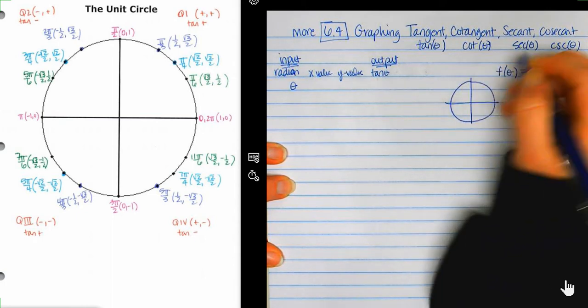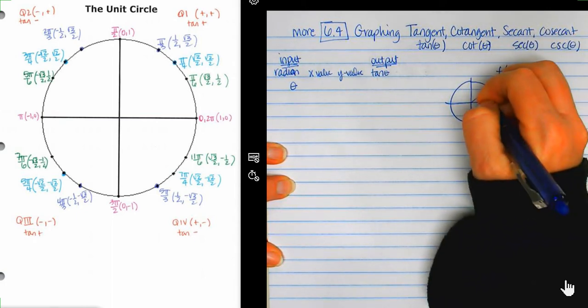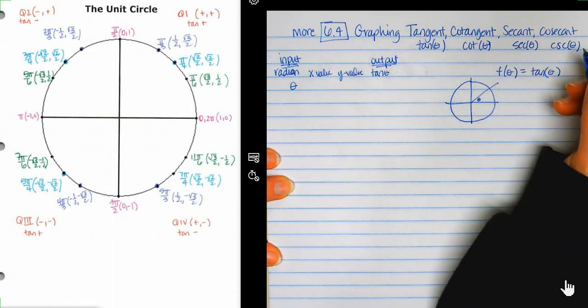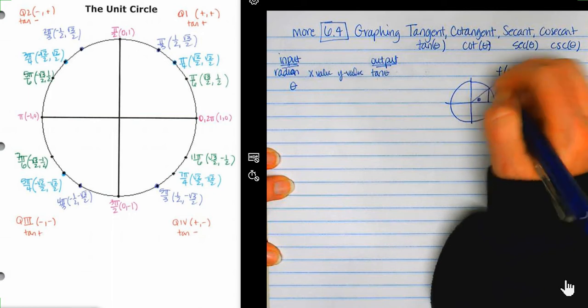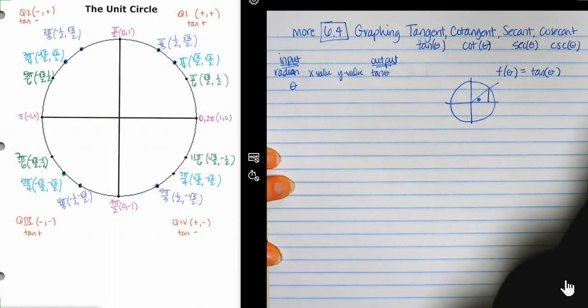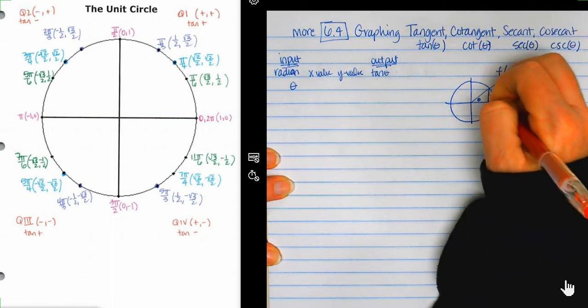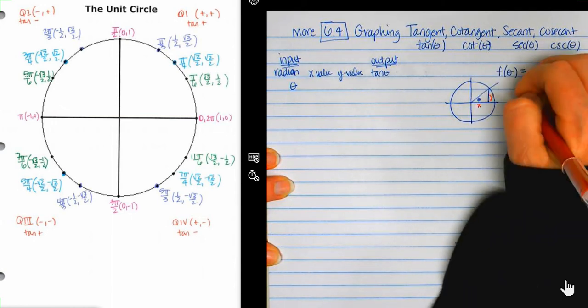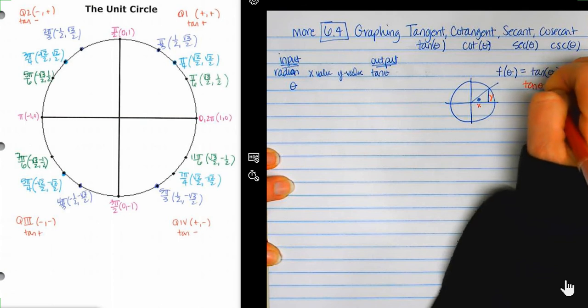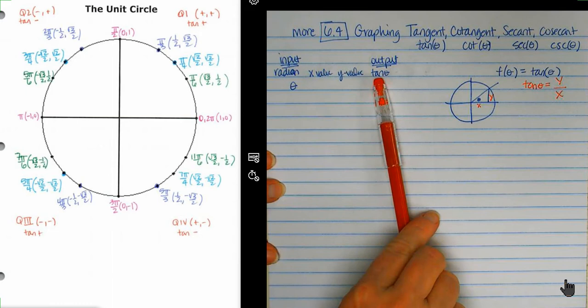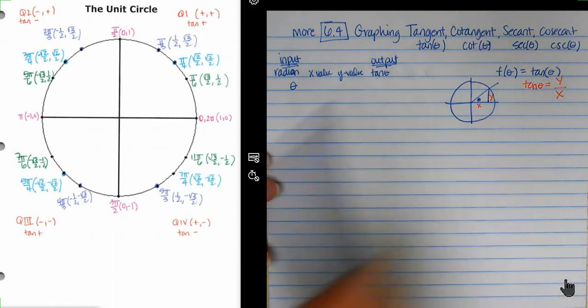So if we have a circle and we have an angle, so theta right here, tangent measures opposite over adjacent. And so it measures y over x. Tangent of theta equals the y value over the x value.